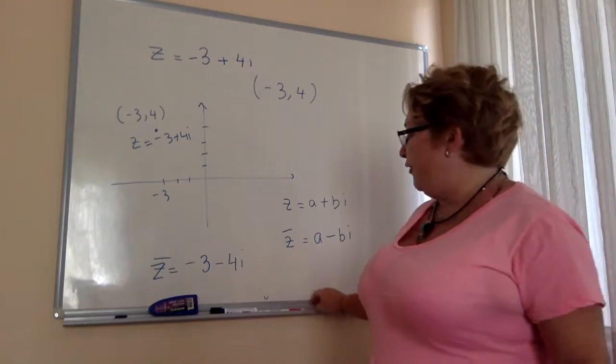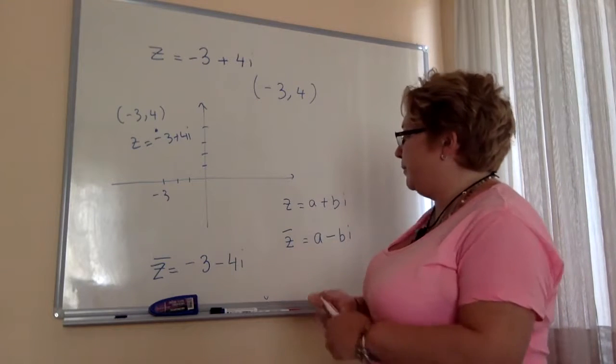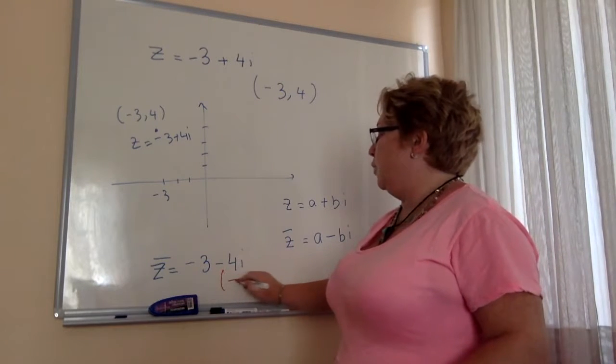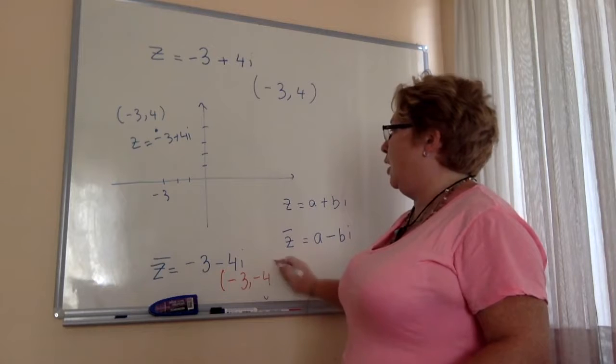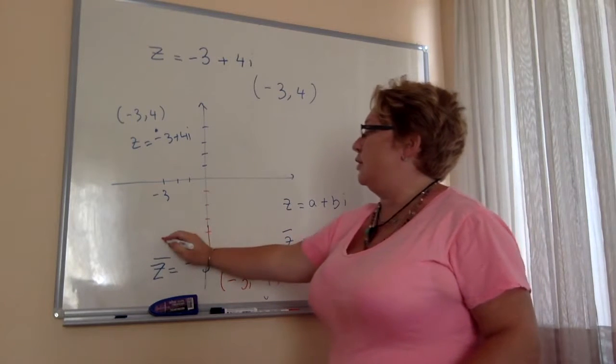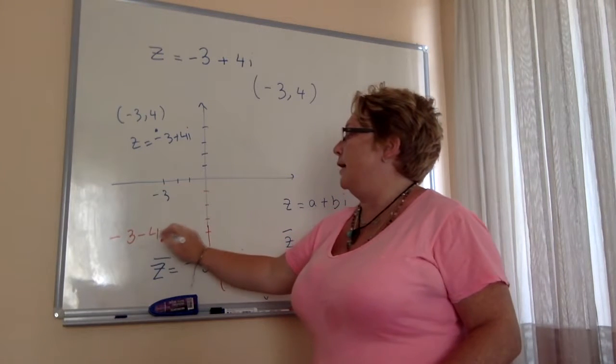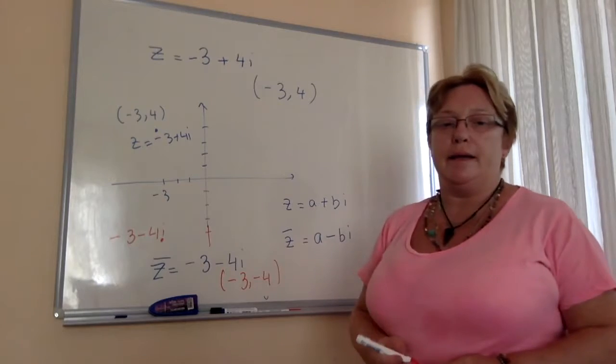And if I want to graph that in the complex plane, I'm simply going to mark the point negative 3, negative 4, and let's say that's the point here, so this marks the conjugate of z, or negative 3 minus 4i.